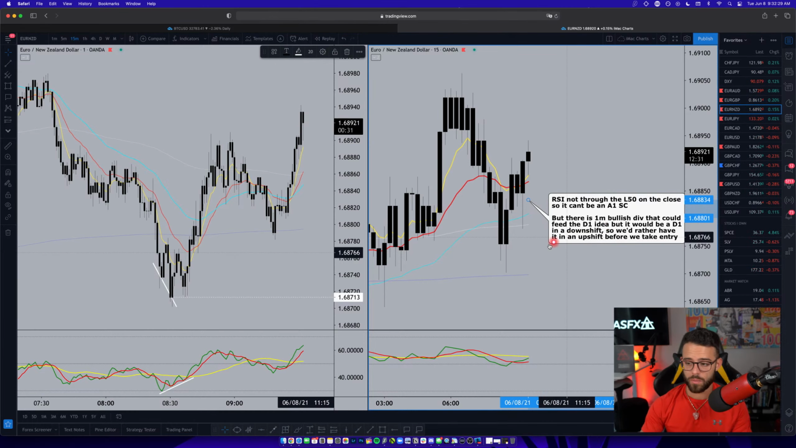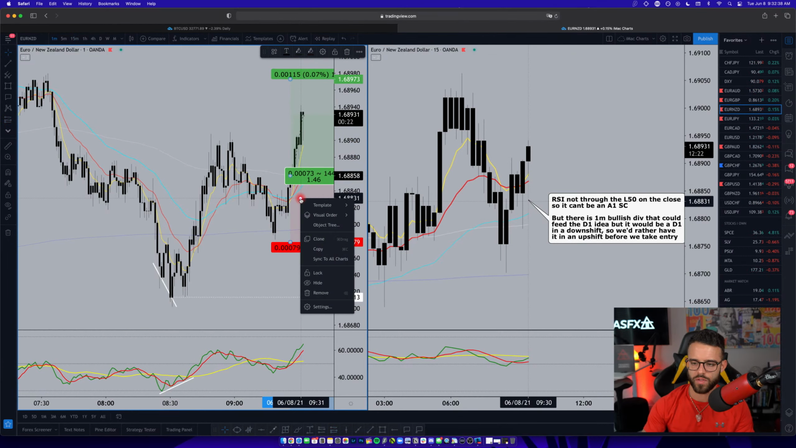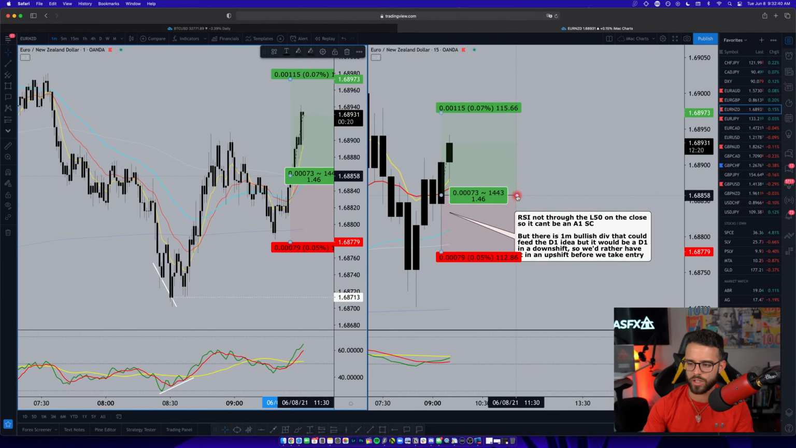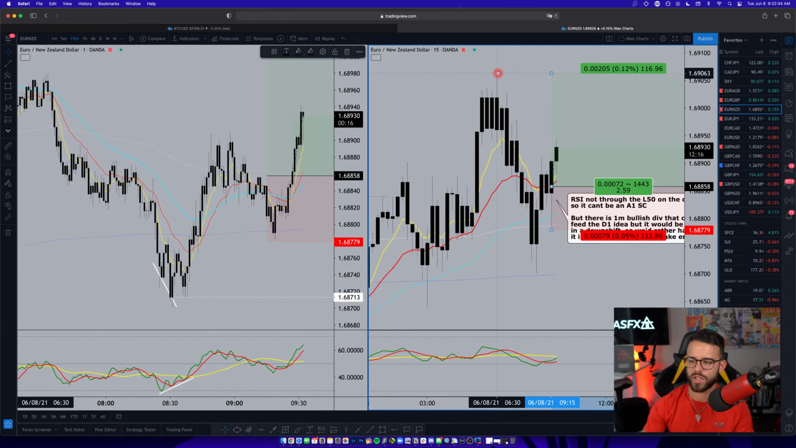Right? So here's the D1 idea. We'll mark it like this. This is where I would normally look to take an entry. Your stop would go with the most recent higher low, and we'll see if this continues, but you can see where that entry comes. It's still in that downshift. It hasn't technically shifted up yet. So we'll see. Let's see if it can go to high of day.